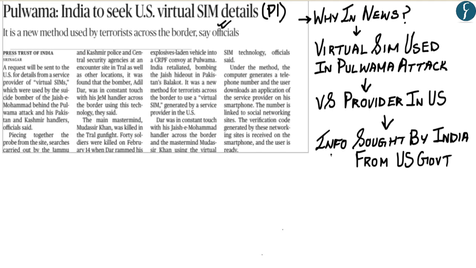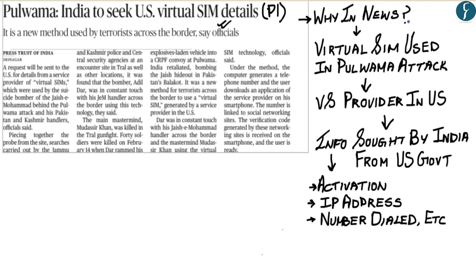Now the information that has been sought by the government of India from the US government is to know the people who activated the SIM, the internet protocol address or the IP address that was used for communication through the virtual SIM, the phone numbers that were dialed through the virtual SIM, and other forms of information. So now hopefully up till here you've understood as to what this article talks about.